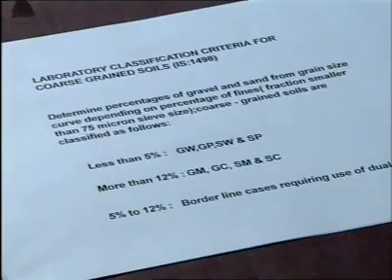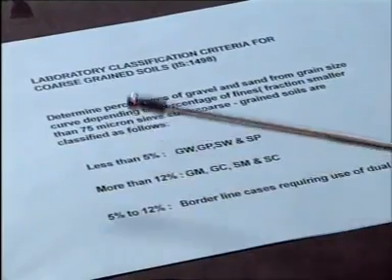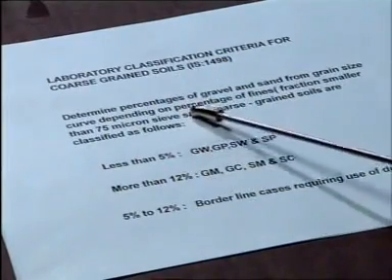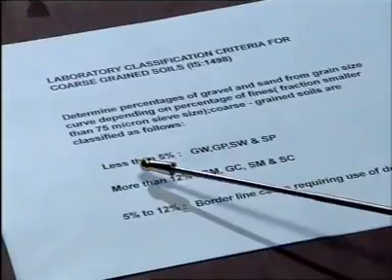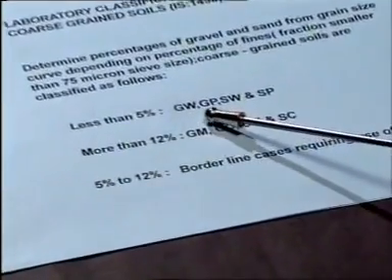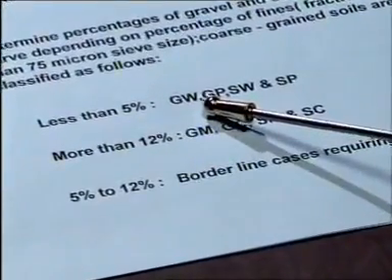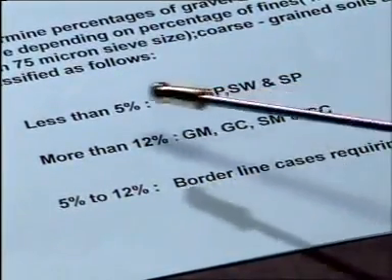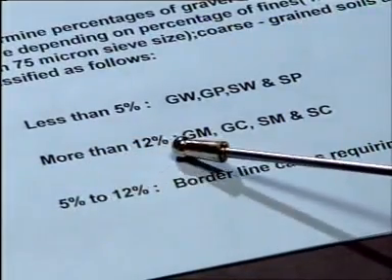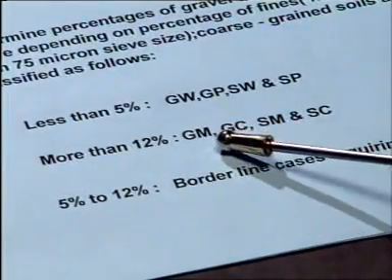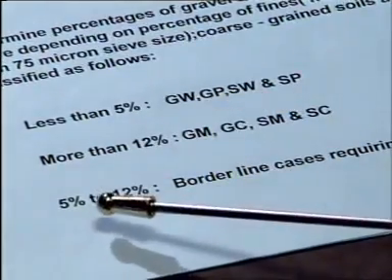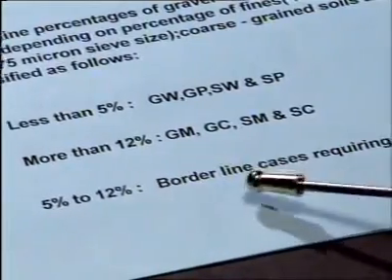Now for classification of soil, we refer to the table given in IS code 1498. Determine percentage of fines. If it is less than 5%, then classification of soil will be GW, GP, SW and SP, and if percentage of fines is more than 12%, then it will be GM, GC, SM and SC, and if it is between 5 to 12%, then they are borderline cases and will require dual symbols.